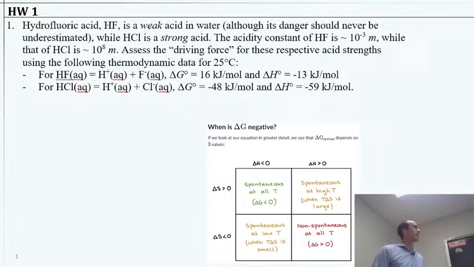Anyhow, HCl is a strong acid. It's a little more relatable with stomach acid. The acidity constant for HF is 10 to the minus third M, while that of HCl is 10 to the 8th. So the question says, assess the driving force for these respective acid strengths using the following thermodynamic data for 25 Celsius. Okay, so when we're talking about the driving force, this is largely delta G, right?